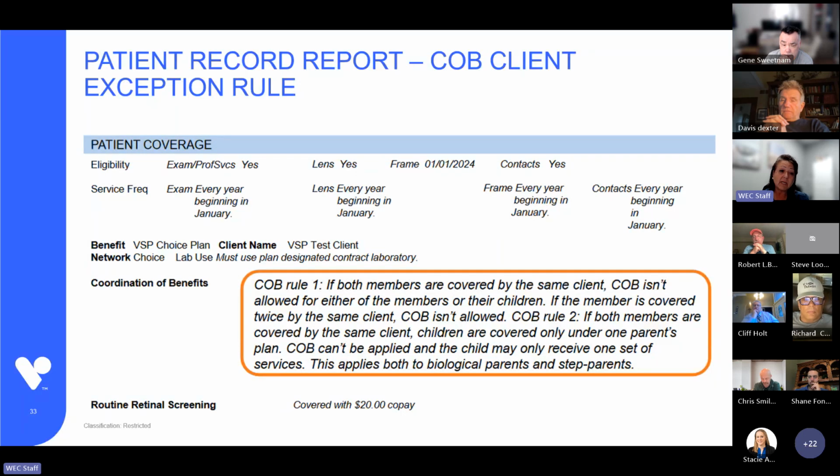That patient record report needs to go through every step of the journey with that patient, from the front desk to your tech, to your exam lane, to the optician, to the contact lens room. That needs to go everywhere, like I said, so that everybody knows what their benefits are. It's critical. Because if there's no coordination of benefits with that particular plan, then like I said, you can't use these benefits. That plan won't allow it.